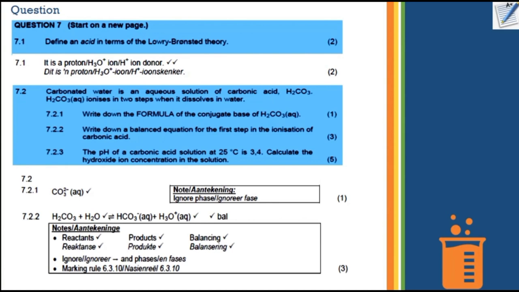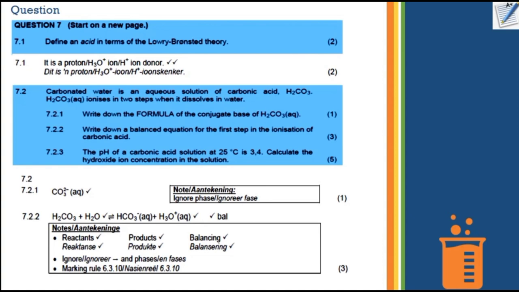Write down a balanced equation for the first step of the ionization of carbonic acid. There we have it. Notice 7.2.2, the first step, where the one hydrogen breaks away, as I mentioned. We start with H2CO3 plus H2O, right? Because it's dissolved in water. That's what the opening step showed us. Then we have our reversible reactions, and now we have the HCO3- aqueous plus the H3O+ aqueous.